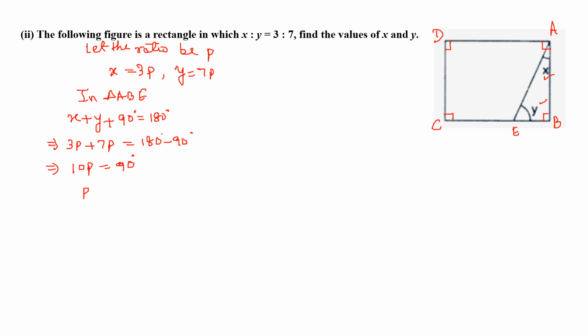So from here you can see the value of p is 90 degree divided by 10, which is 9 degree. So the value of x will be 3 into 9, which is 27 degree, and the value of y will be 7 into 9, which is 63 degree. So this is the value of x and y. Okay, so hope it is clear to all.